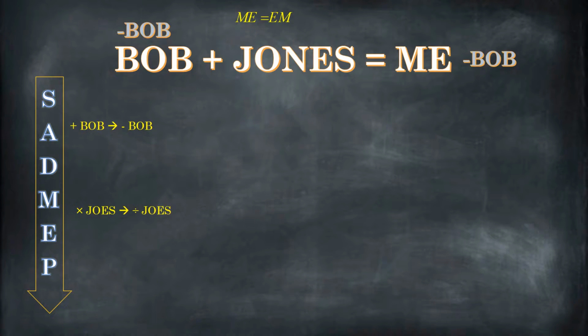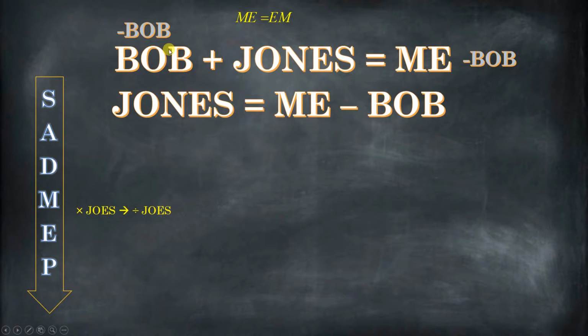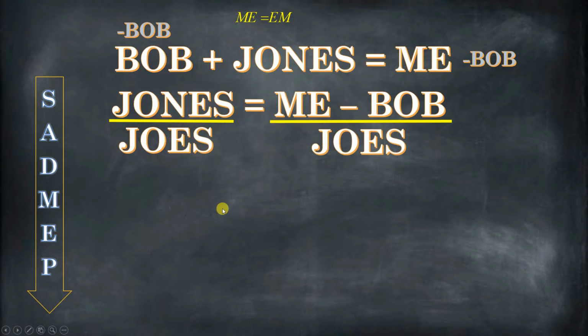So let's go ahead and do this. If we're going to use inverse operations, like we just said, the opposite of plus B-O-B is to subtract B-O-B. If we do that from both sides, this makes 0. And we're left with J-O-N-E-S equals me minus Bob, right? Now, we have to divide by J-O-E-N-S. We can do that all at once, just like this.